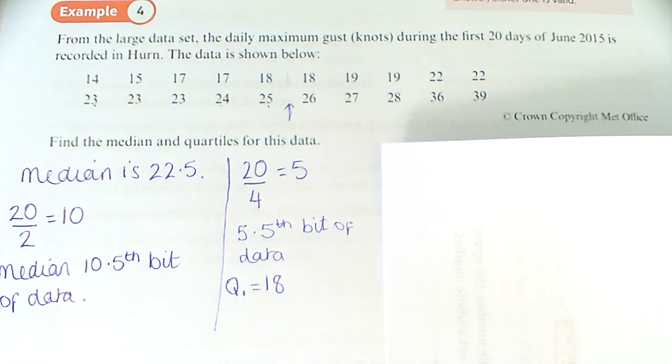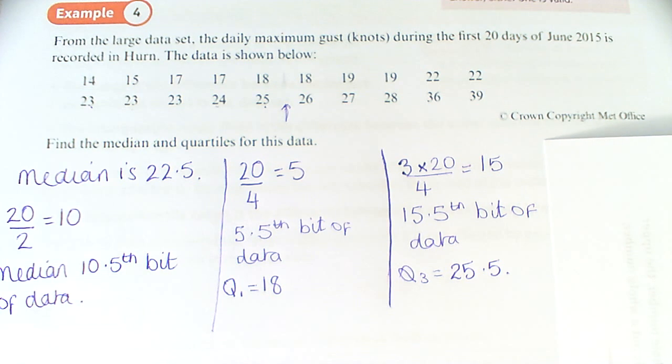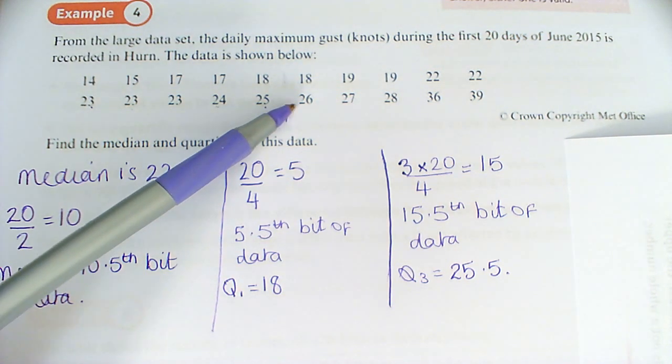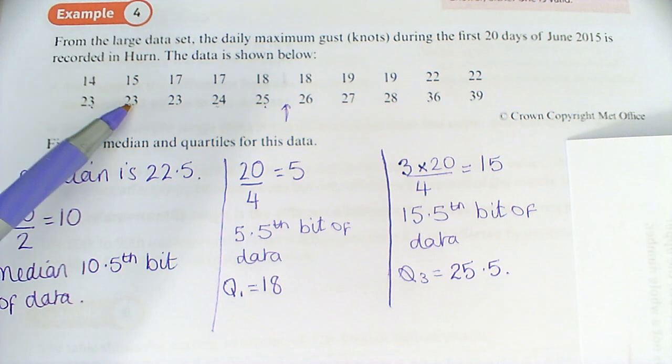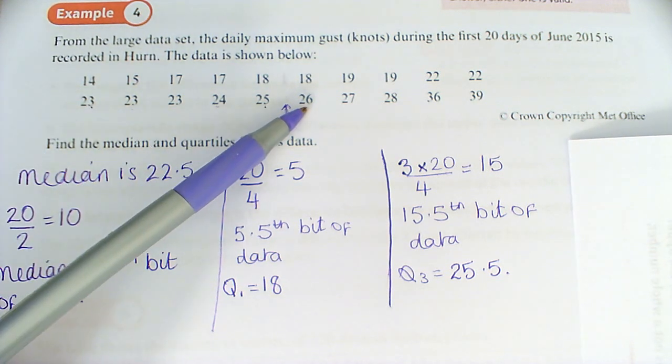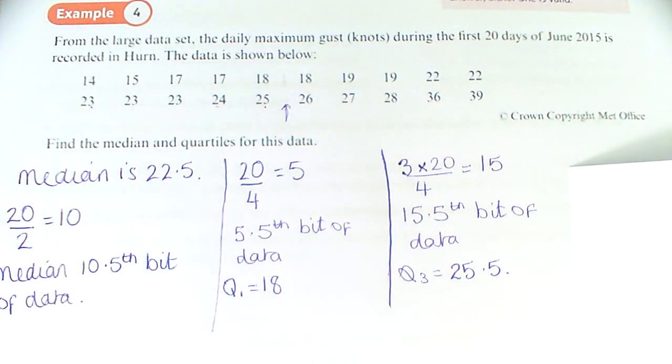Using that calculation for the upper quartile, we need to do 3/4 of 20, which gives us 15. 15 is a whole number, so we're looking for the bit of data between the 15th and the 16th bit of data, which is the 15th and a half bit of data. And as this spoiler arrow probably showed you straight away, this is where our upper quartile is going to be. We've got the first 10, then the 11th, 12th, 13th, 14th, 15th and 16th bit of data. We want the 15th and a half bit of data, which lies between these two, which is 25 and a half. So that is how we would calculate our quartiles and the median using that new rule from the page before.